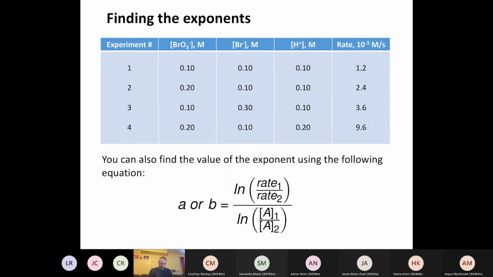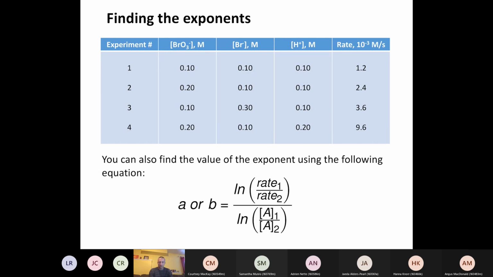Now, as I said, you can sometimes do these by inspection. If you increase the concentration of something and the rate doesn't change, then the exponent is going to be 0. If you double the concentration of something and that doubles the rate, the exponent will be 1. And if you double the concentration of something and the rate increases by a factor of 4, then the exponent is going to be equal to 2. That's by far the most common case. It's going to be one of those three things.